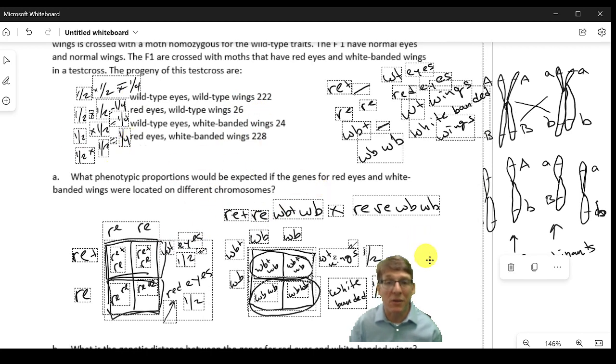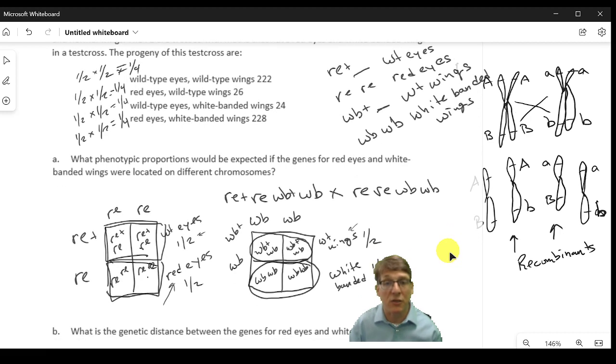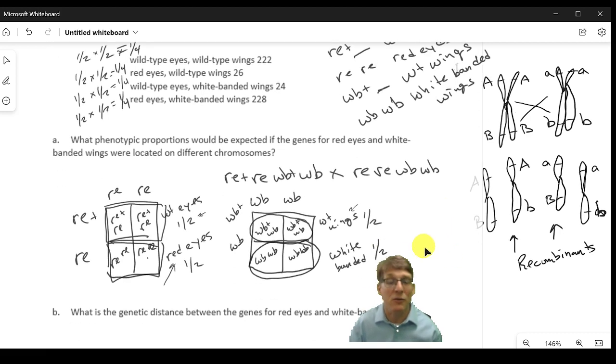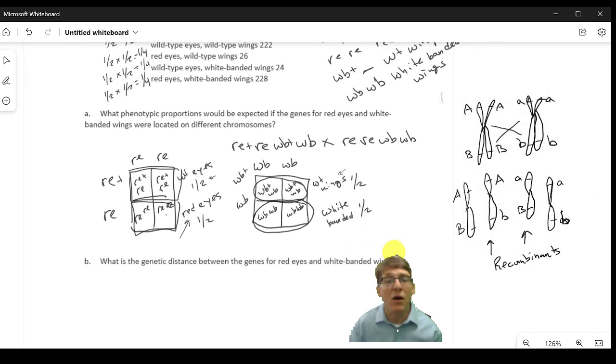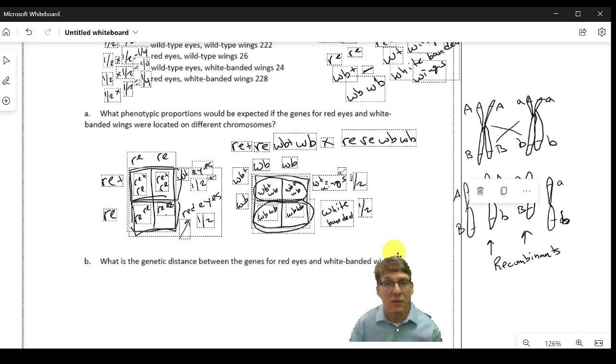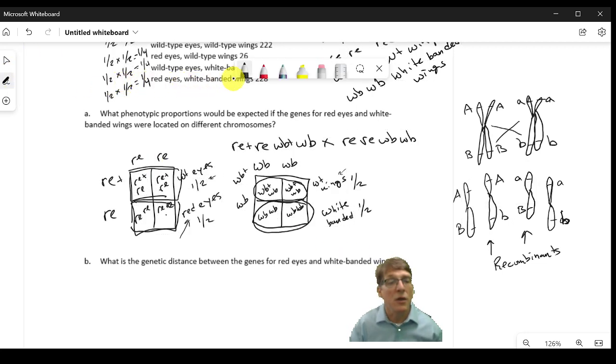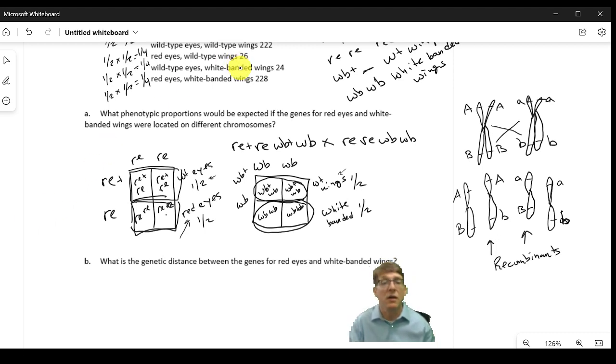Okay. So now what that means is we can use this information, rather than to work out probabilities or to make predictions of the likelihood of getting one type of trait versus another, to calculate a genetic distance. And to calculate the genetic distance, we want to take the total number of recombinants that we have and divide it by the total progeny.